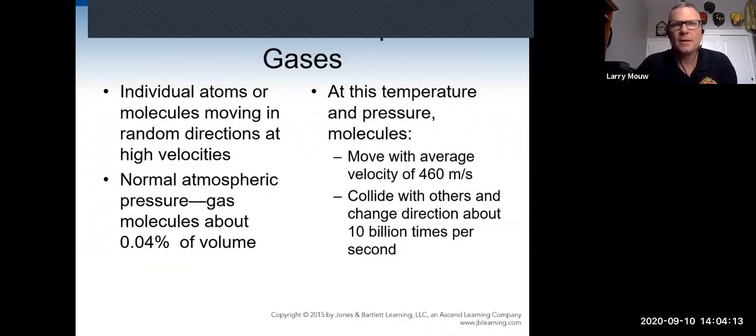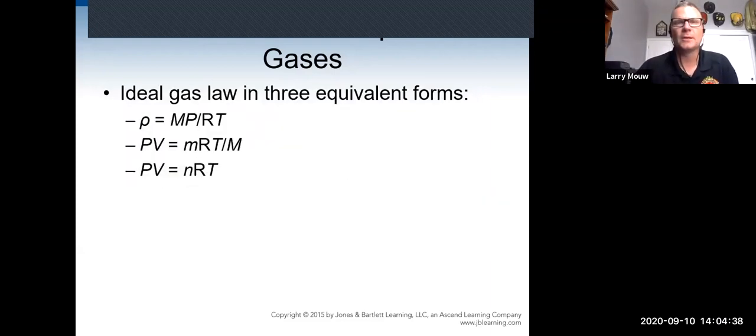So gases, their individual atoms or molecules moving in random directions at high velocities. We talk about atmospheric pressure. At this temperature and pressure, we see that most gases move at a velocity of about 460 meters per second. They collide with each other and change directions about 10 billion times per second. So these gases in their volume are moving around constantly.